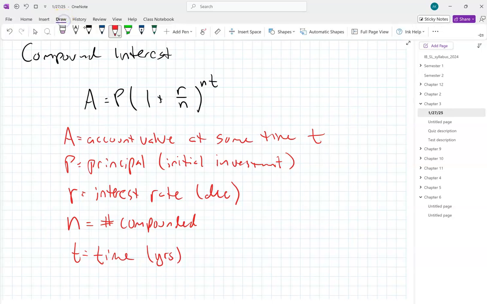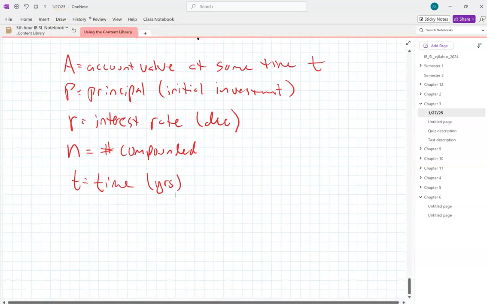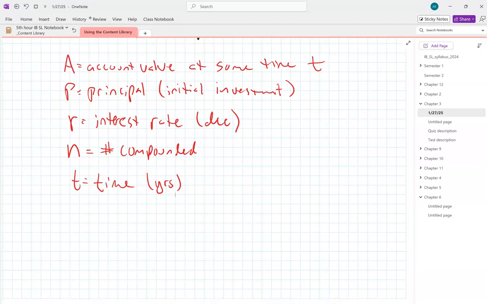All right, so let's do a couple quick examples, and then we're going to be done with this section as well. Sound good? All right.